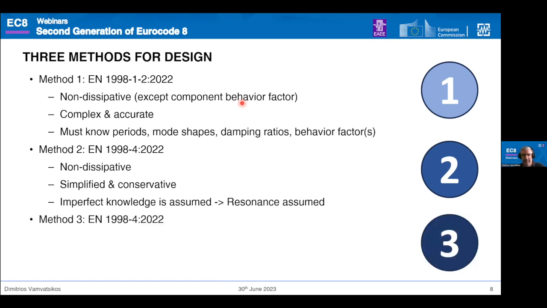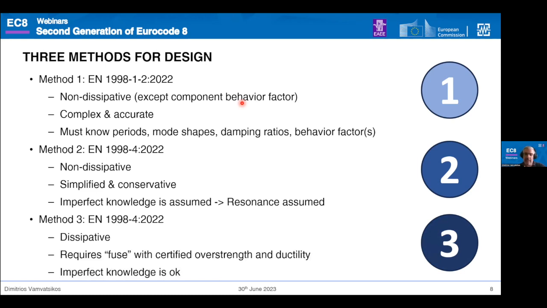Be careful. Method 3, again, is the dissipative version of Eurocode 8 part 4. That's what we're going to propose in this case, which requires a fuse with certified overstrength and ductility, and everything else is overdesigned, meaning that the fuse that you put in the load path of the structure to the element, to the component, if you will, allows you to take advantage of detuning and removing any possible resonance. In this case as well, imperfect knowledge about anything else in the structure and the component is okay, but the fuse has to be certified, meaning you cannot just take any piece of steel and call it a fuse.